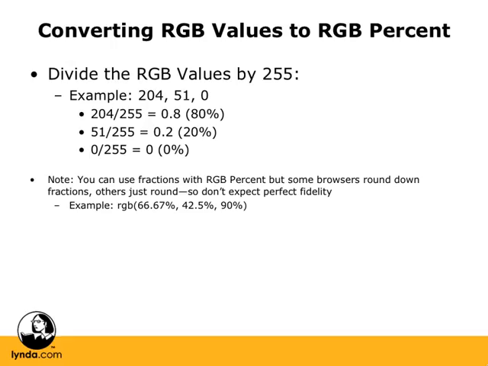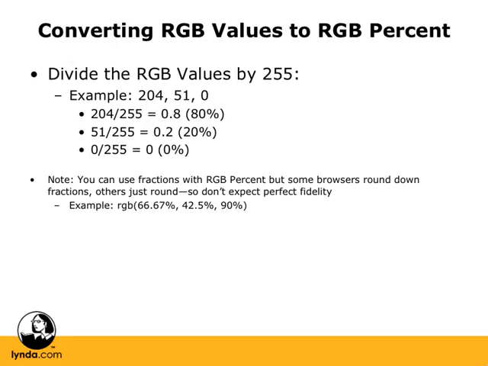There are many people who find it much easier to think in terms of color percentages than they do in terms of decimal values on the range 0 to 255 or hexadecimal on the range 00 to FF. The drawback is that because of the way browsers are, percentages are a little bit coarser. You should be, in theory, able to use decimal fractions with the RGB percent, things like 66.67% and 42.5%. But browsers don't always handle that very well.